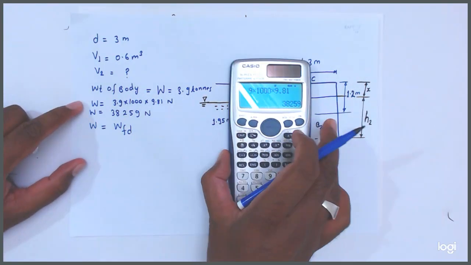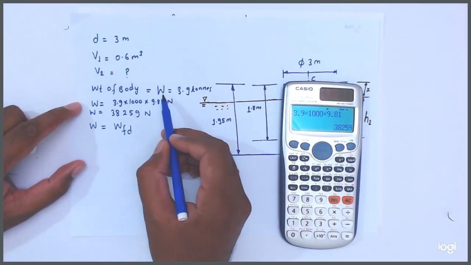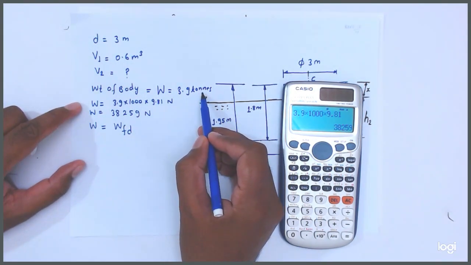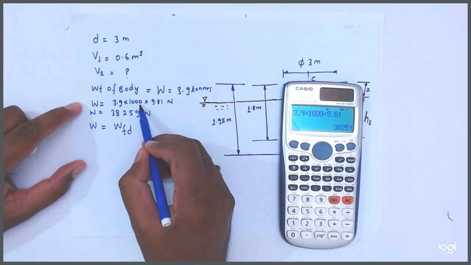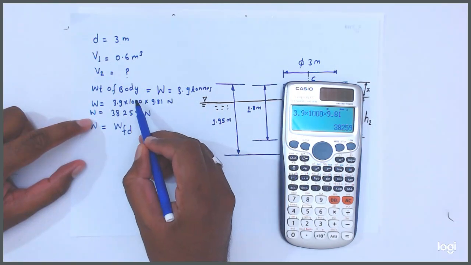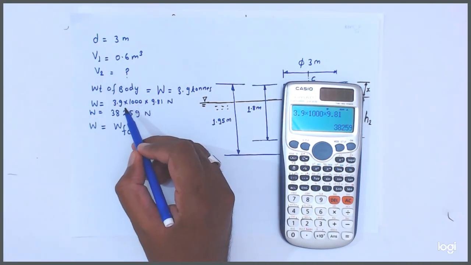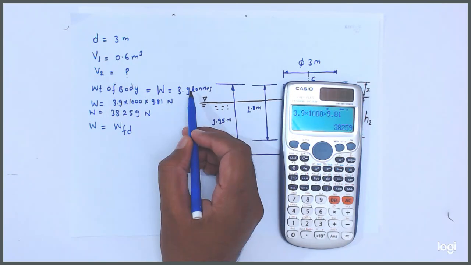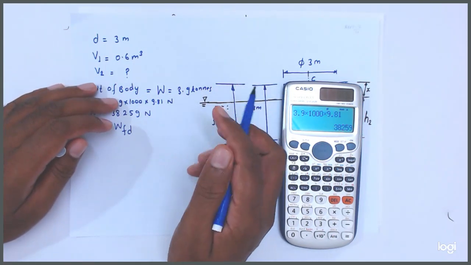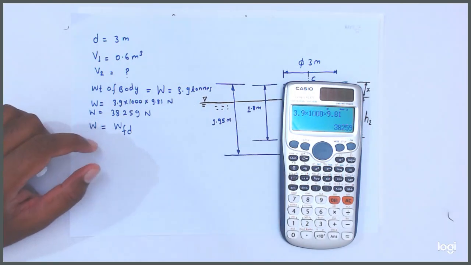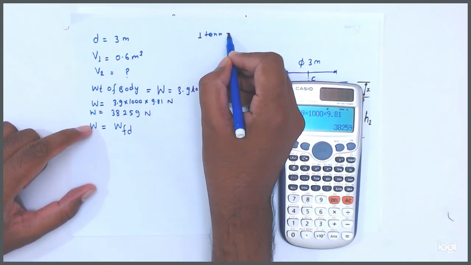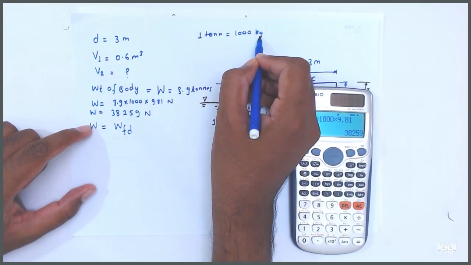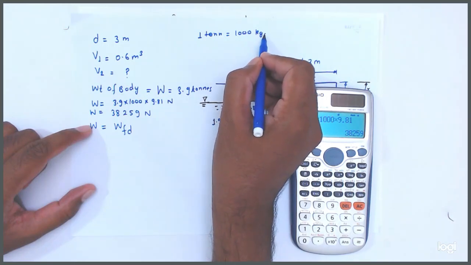Let me explain again. Weight of the body W is equal to 3.9 tons. It means 1 ton is equal to 1000 kg. So total mass is equal to how much? 3.9 into 1000. So this much kg will come, or we can say kgf force. So here you see 1 ton equal to 1000 kg, or we can say kgf.